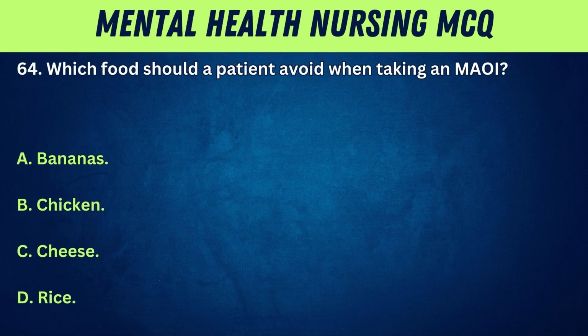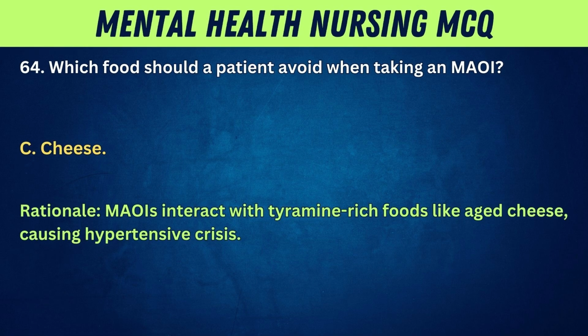64. Which food should a patient avoid when taking an MAOI? A. Bananas. B. Chicken. C. Cheese. D. Rice. Answer: C. Cheese. Rationale: MAOIs interact with tyramine-rich foods like aged cheese, causing hypertensive crisis.